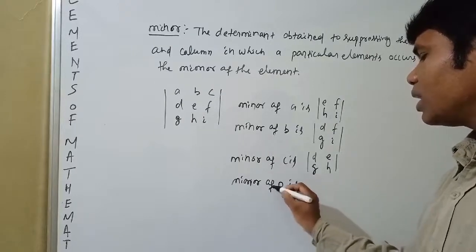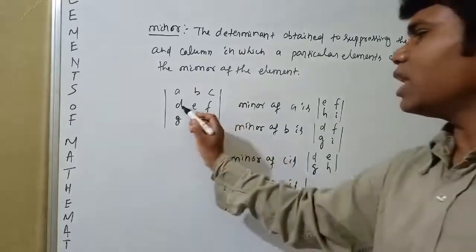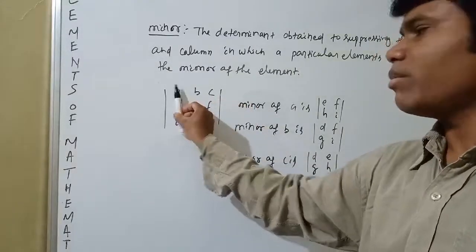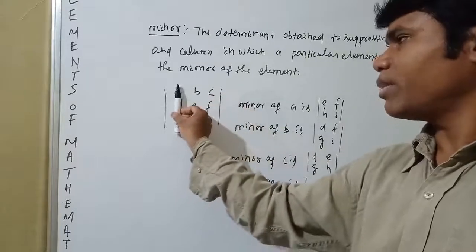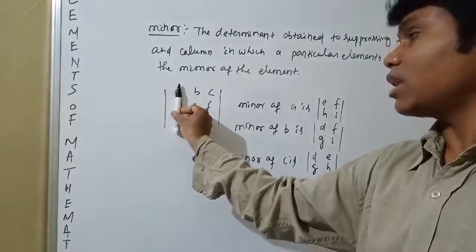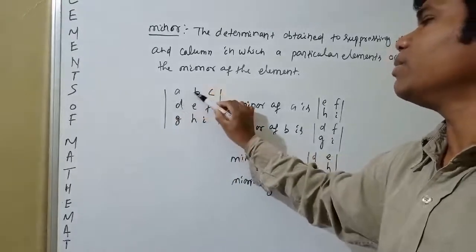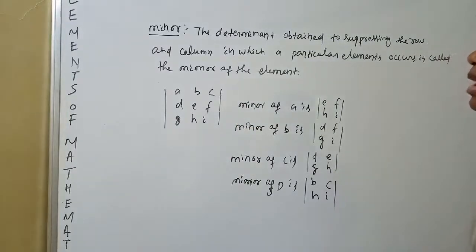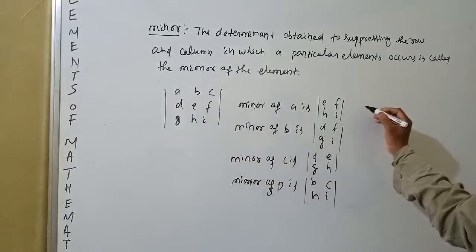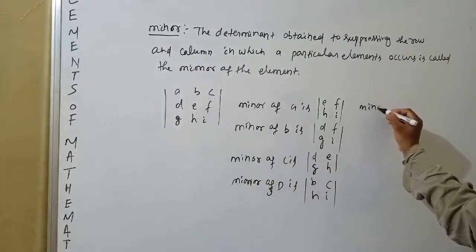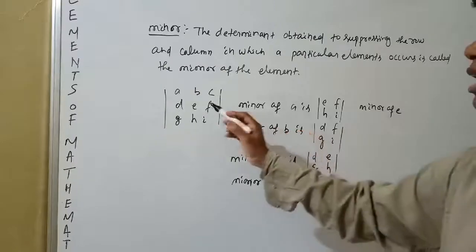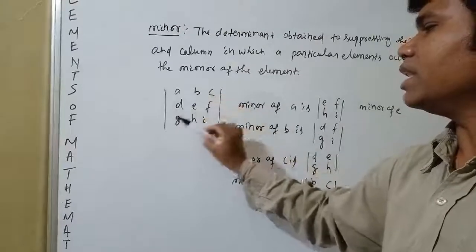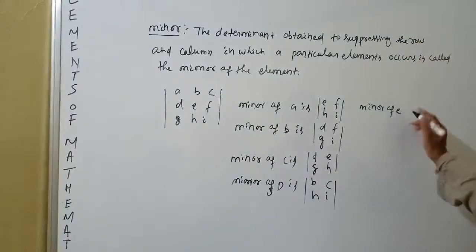Similarly, for D, the minor of D is how much? Who can say? The element D is linked with this column and this row, so we suppress them. The rest of the elements are B, C, H, I. Similarly for other elements, consider the minor of E, linked with this column and this row: that is A, C, G, I.